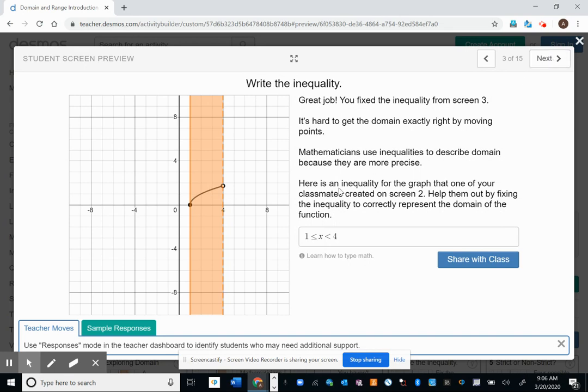The way that you would write this inequality is 1 is less than or equal to x is less than 4. So that shows that x is between 1 and 4. And when x is equal to 1, it's a solid point, and when x is equal to 4, it's an open circle. That goes along with the way the inequalities are written here, with the equal to at 1 and just less than at 4.